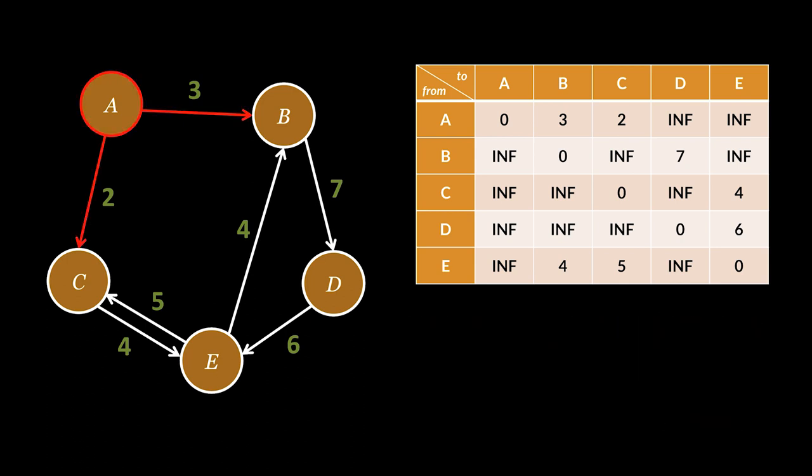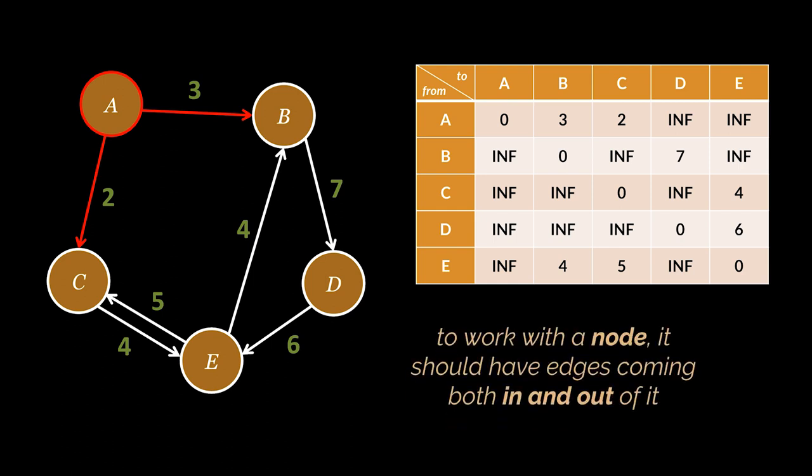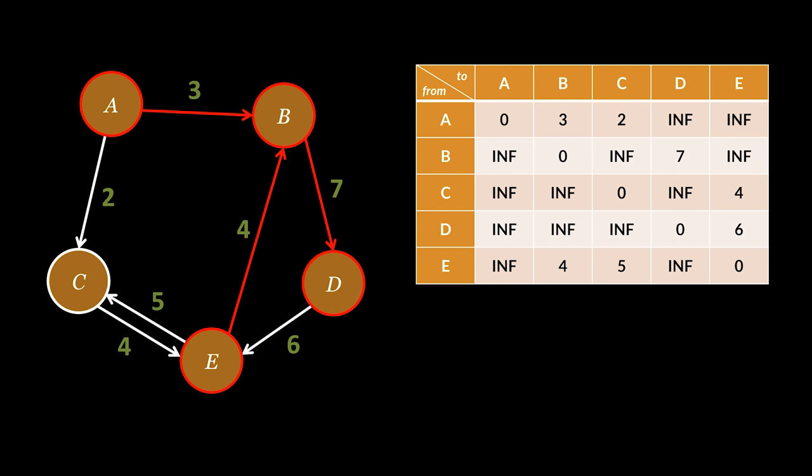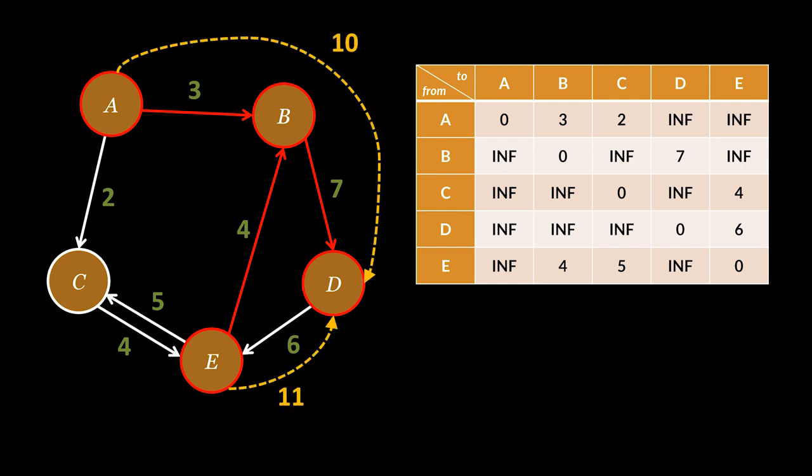You can see that this node only has edges coming out of it, and for a node to be a potential intermediate node for others, it should have edges coming both in and out of it. Therefore, we can't do anything with A. Let's move on to node B. Concerning node B, B can be an intermediate node if we are traversing the graph from A to D or from E to D, and hence can introduce the transitive edges you see in front of you.